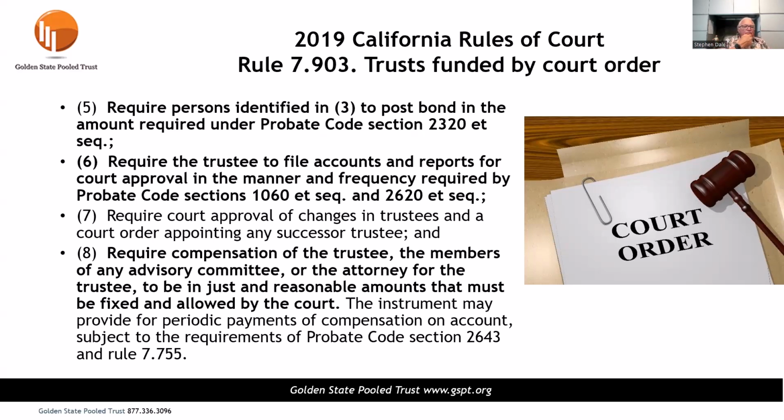Once again, oftentimes this is the linchpin, especially when you have a family member that wants to serve as trustee. Here, require the trustee to file accounts and reports to the court in the manner required under the probate court. Require the court to approve changes in trustees, and require that any compensation of trustees, advisory committee members, or attorneys for the trust be just and reasonable, and basically be subject to court approval. Right.